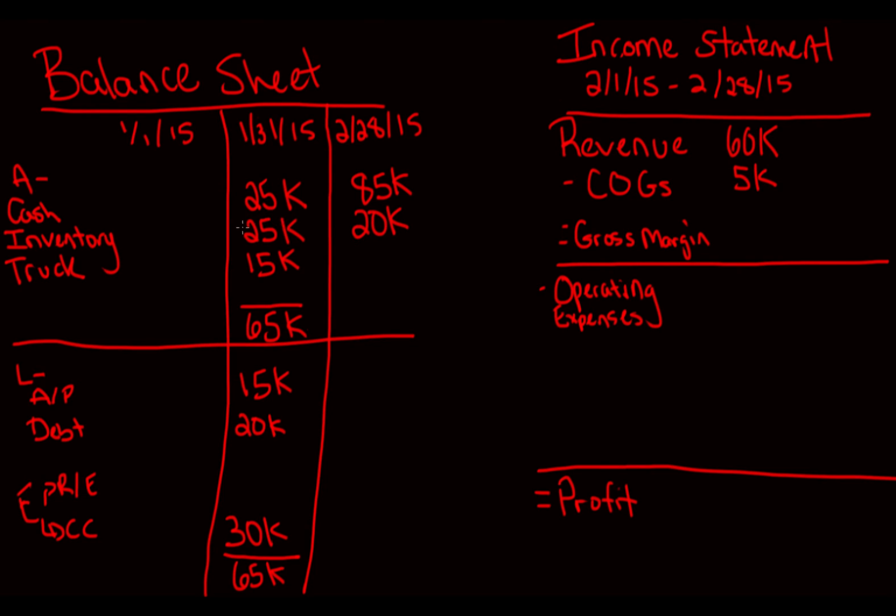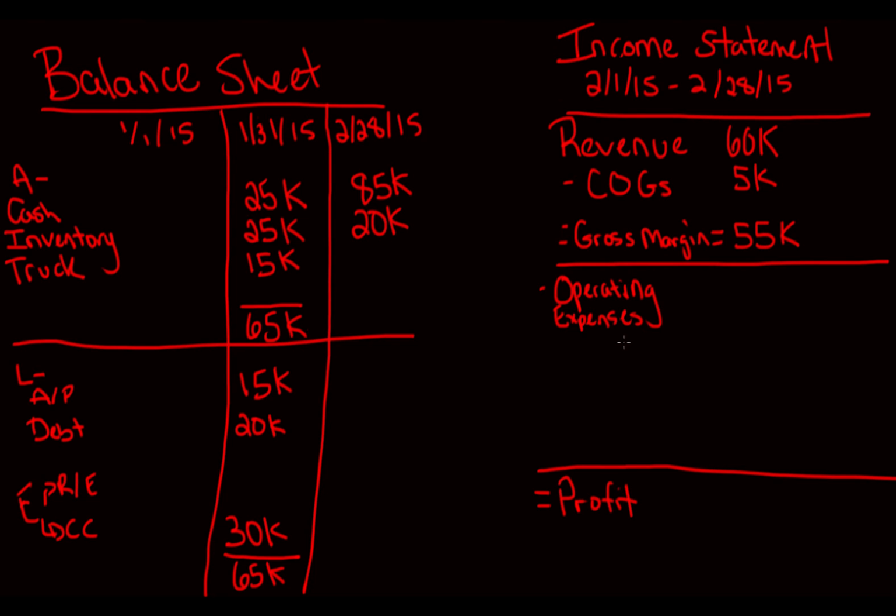You see this? This is a very important relationship. We had 25, now we have 20, and the 25 goes to 20 on the balance sheet by expensing out 5,000 on the income statement. So what does that mean? Now our gross margin on the income statement is 55,000. Gross margin is just the revenue minus the cost of goods sold.